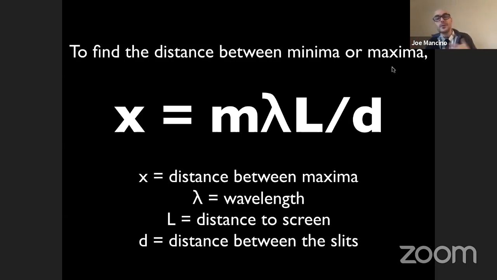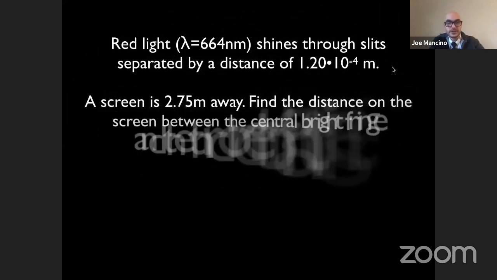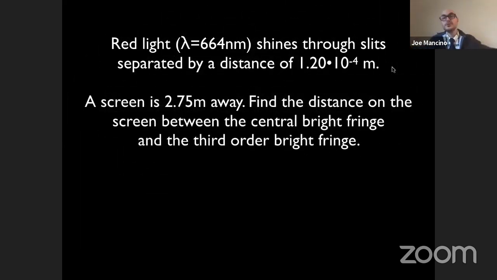So we might talk about what happens to x if the wavelength decreases. What happens to x if the screen were further away? What happens to x if d is really small? Notice d lives in the denominator of that equation, so you know what happens if it gets small. Okay, this is the kind of question that you would see on a university physics homework.